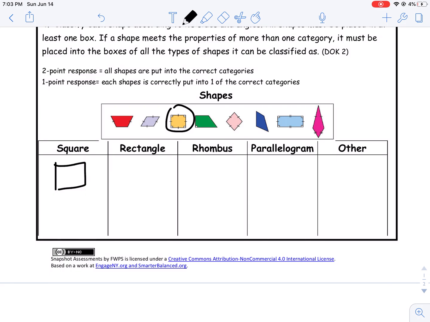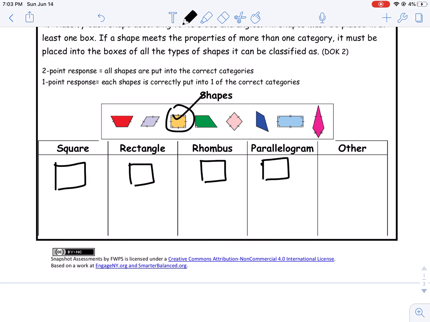A rectangle has 4 right angles, so that square goes here too. Does a square go in a rhombus? 4 equal sides? Yep, it sure does. A parallelogram, 2 sets of parallel lines. Perfect. So that square right here went into 4 out of 5 boxes. The other is the only place that it wouldn't go.